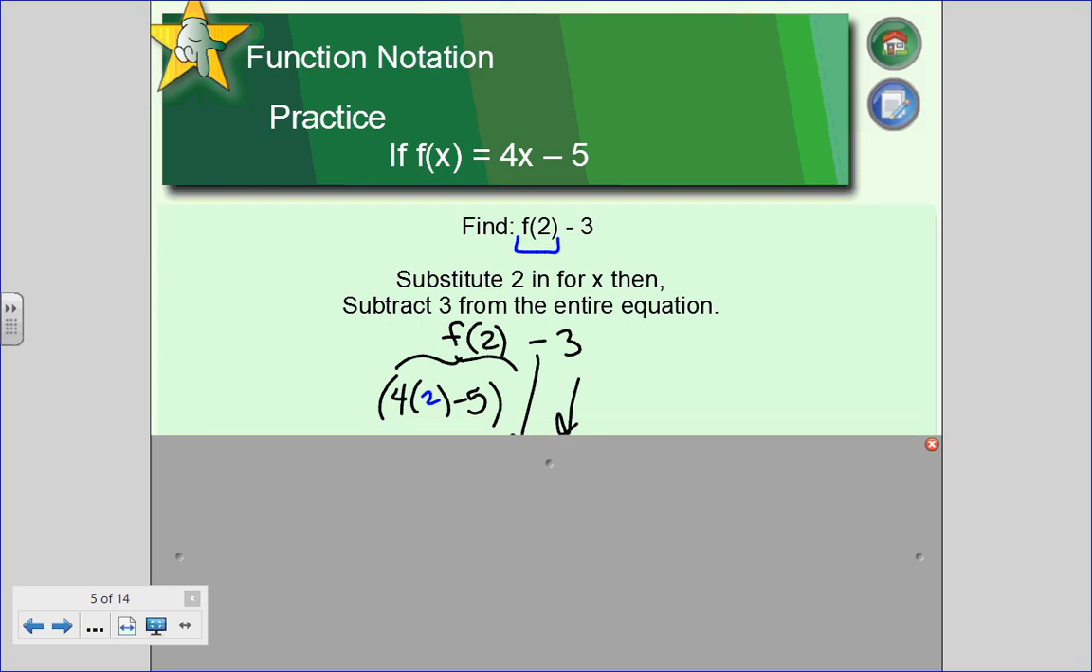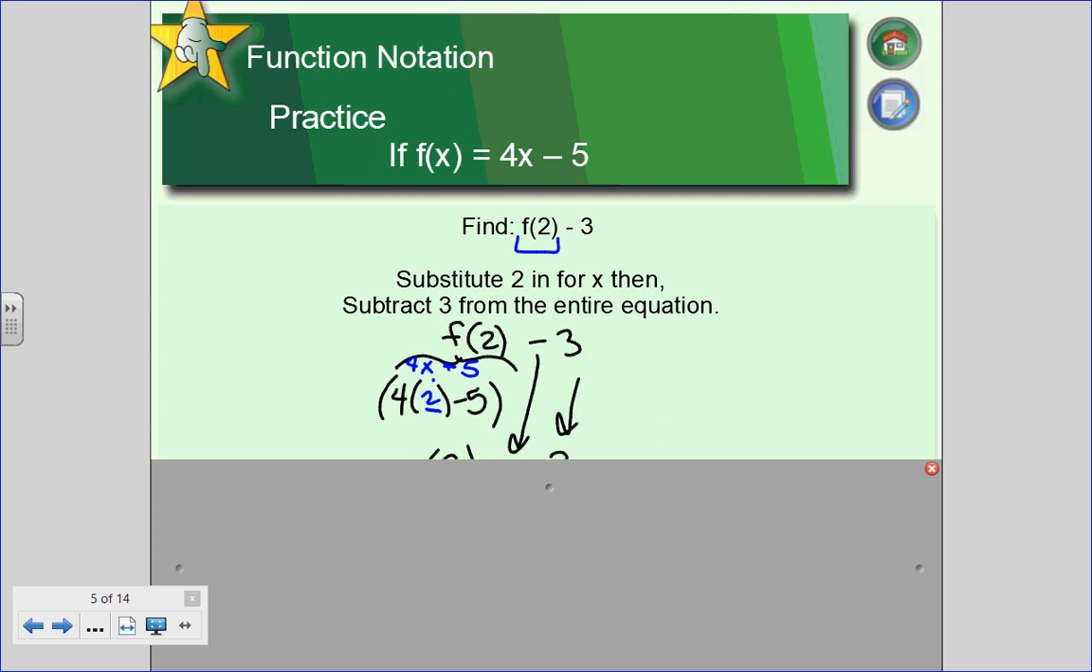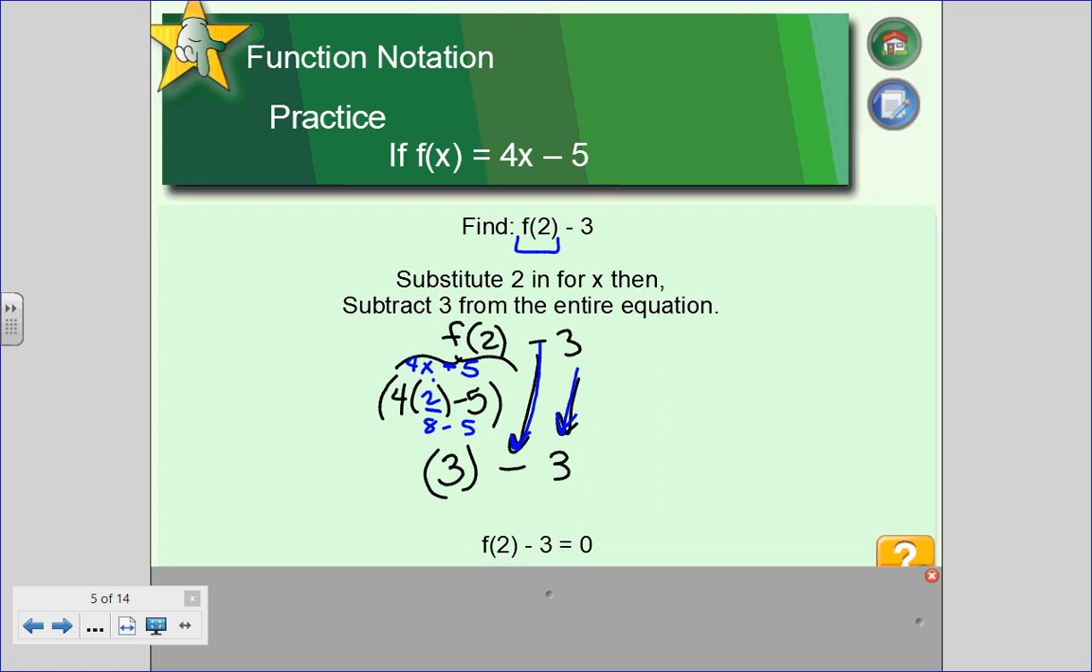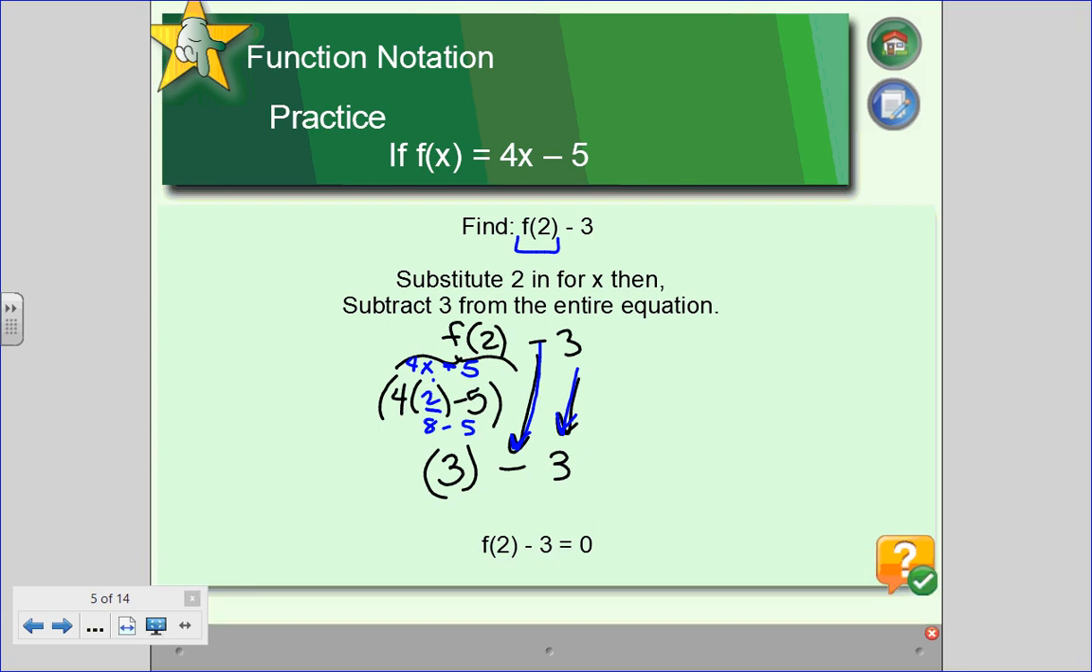So sometimes when I show this, well, never mind, let's just walk through. So our equation was 4x minus 5, minus 3. So instead of x, we're replacing it with a 2. So 4 times 2 minus 5 is 8 minus 5, which is 3. And then I'm showing that I'm bringing down that minus sign and the 3. So 3 minus 3 becomes 0. So f of 2, which the value there was 3, minus 3 equals 0. This is our answer.